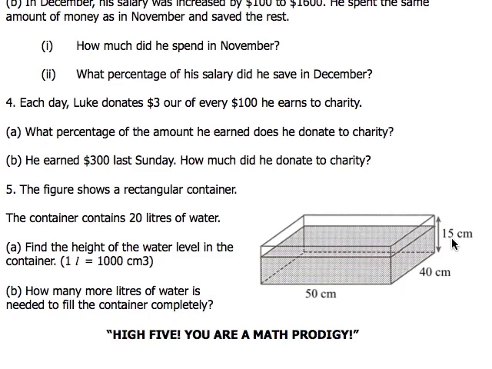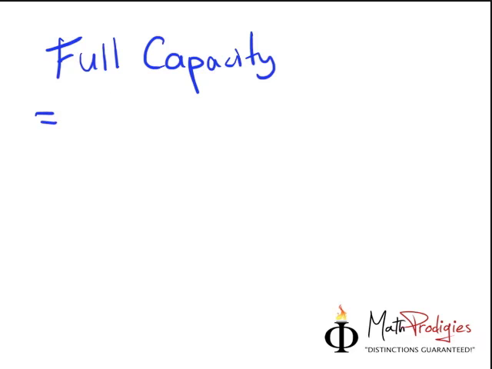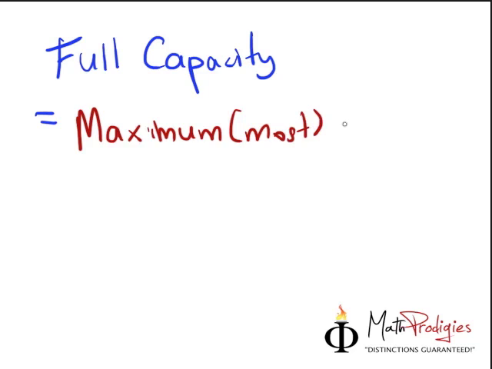The question is, is it 15? No, because 15 is the full capacity. Full capacity means what? Full capacity means how much it can hold. Can I write this down for you? Full capacity means maximum. In other words, that's the most I can hold. Maximum or most I can hold. Okay, so that's what it means. So full capacity, the height will be 15 cm.